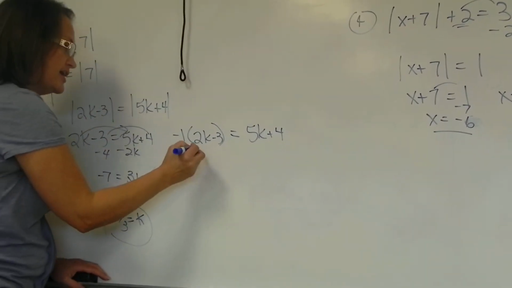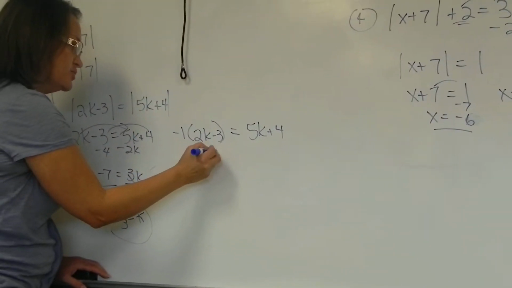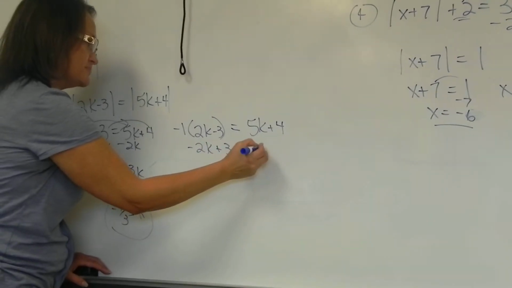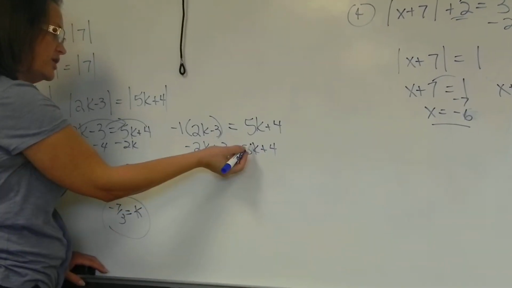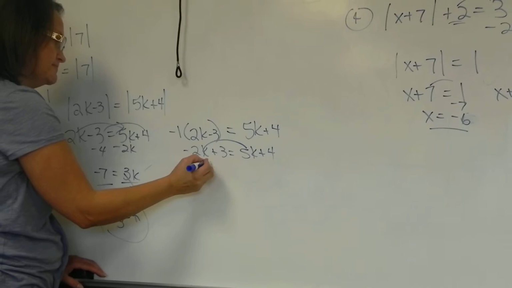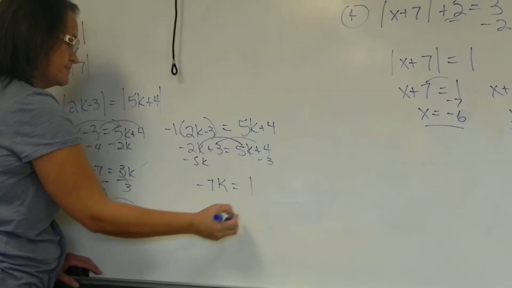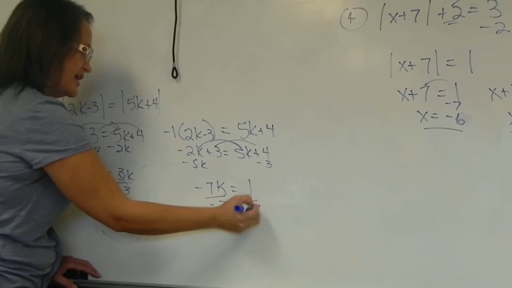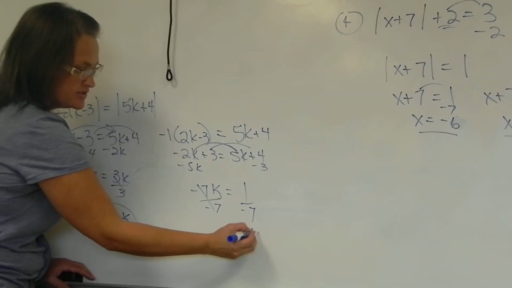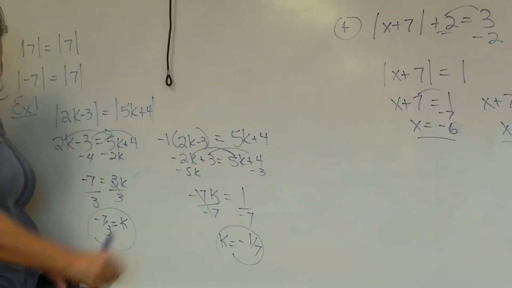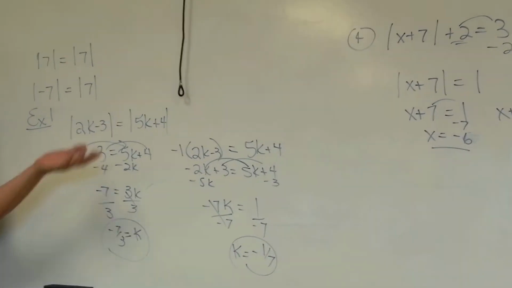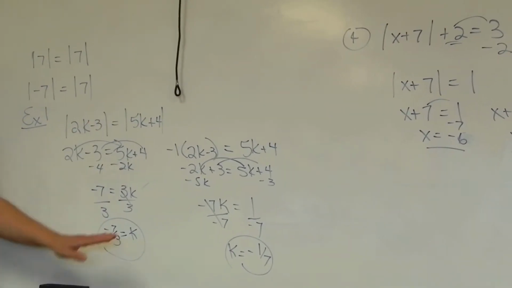Other problem, distribute the negative sign to the one side only. Then do your equation solving. And we see that if k is -1/7, the two sides will have opposite signs, and therefore absolutes will be equivalent. So again, two answers.